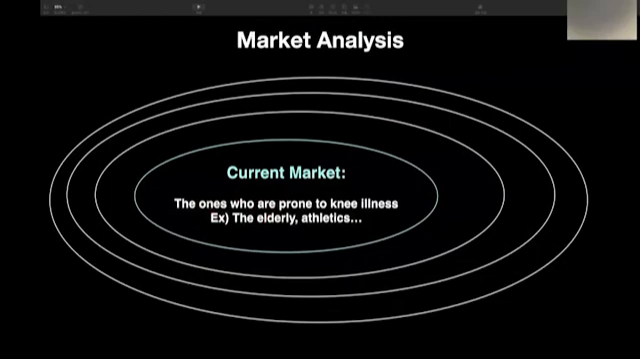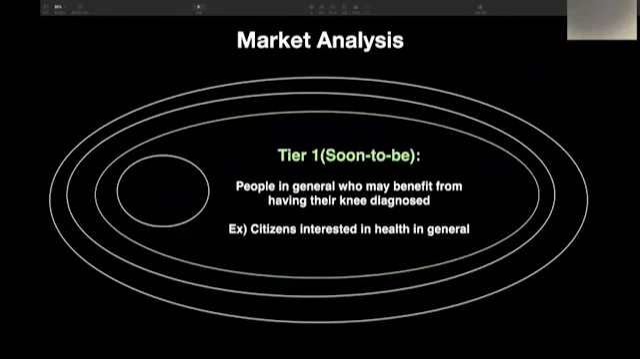The customers who consist of the current market are the ones who are prone to knee illness. These people have in common that they need imminent medical instructions. Tier 1 customers are people in general who may benefit from having their knees diagnosed. These people have common interest in their knee health.